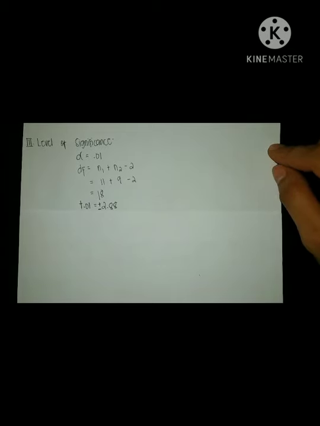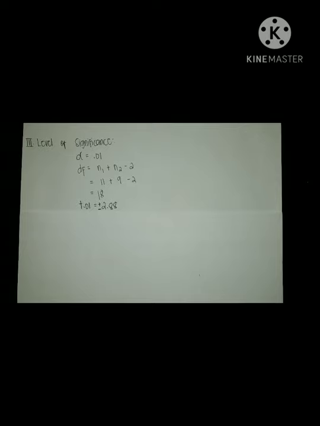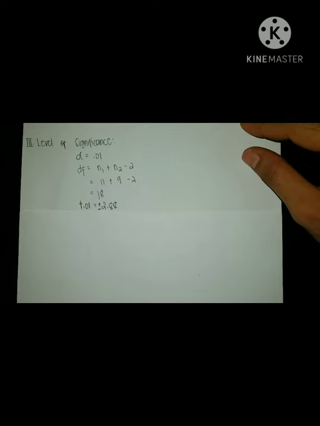So why is it positive or negative 2.88? It is because our example is a two-tailed test. Meaning to say that there is a value on the right side which is positive and there is also a value on the left side which is negative. That is the levels of significance.